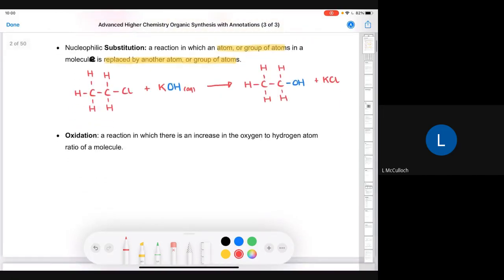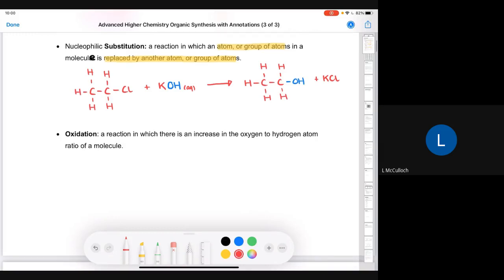Now on to an oxidation reaction. This is no different from the reaction that we looked at in Higher. We looked at oxidation reactions of primary alcohols, secondary alcohols, and also oxidation reactions involving aldehydes turning to carboxylic acids.